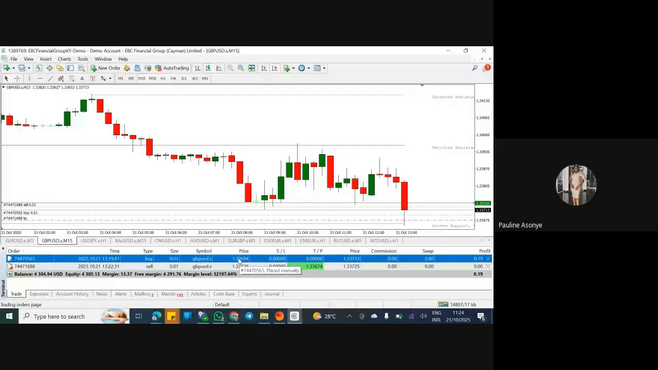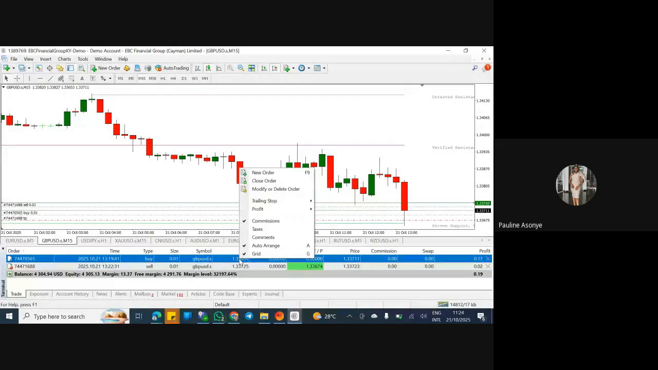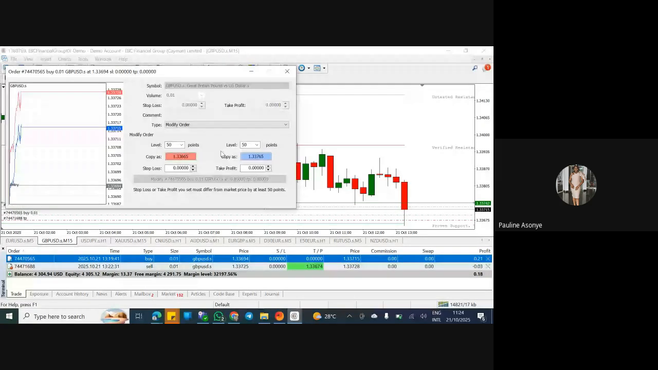Are you people seeing this blue line? That is where the buy trade is. I will right click. You see modify or delete trade. I will click on modify. Right? So now where is my TP? Look at it here. This is my take profit. Are you seeing where? Please follow my cursor. This is my take profit.